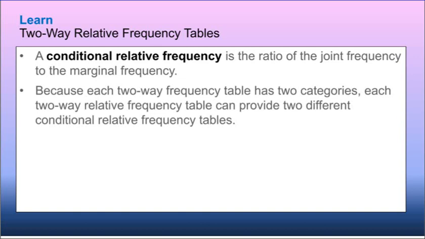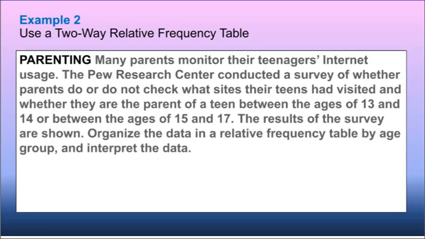The conditional relative frequency is just the ratio of the current frequency to the marginal frequency. The marginal frequency is the total that we are looking at. Okay, we're just comparing the totals. Because each two-way frequency table has two subcategories, each two-way relative frequency table can provide two different conditional relative frequency tables. So let's put this into practice.